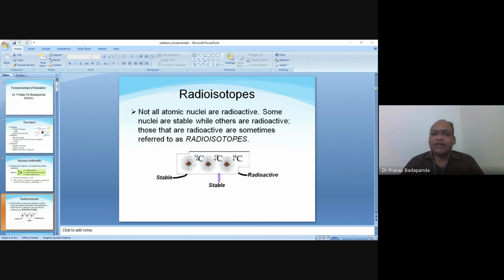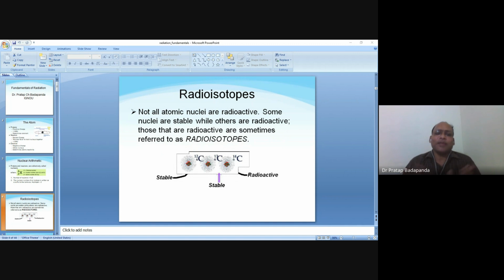Some nuclides are stable. Almost all, that is, we discussed yesterday. Almost all the members are radioactive in nature, and 50 are stable on the basis of that calculation. Those that are radioactive are sometimes referred to as radioisotopes.